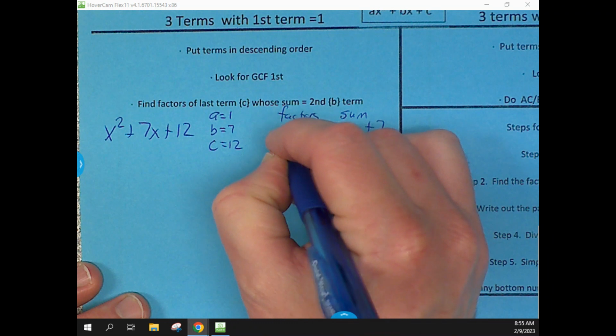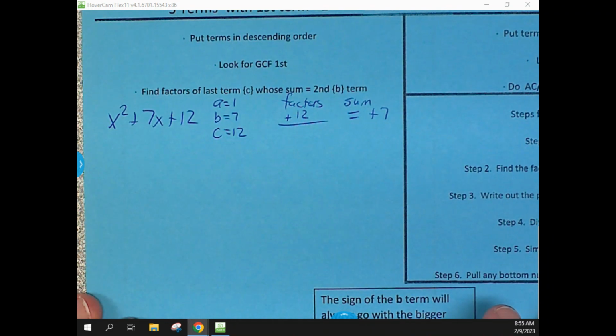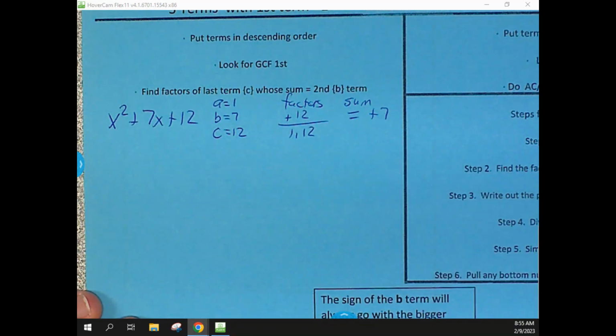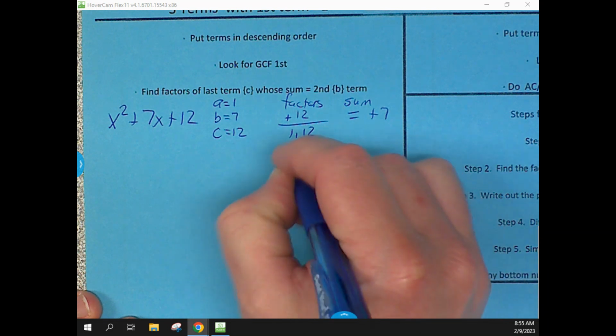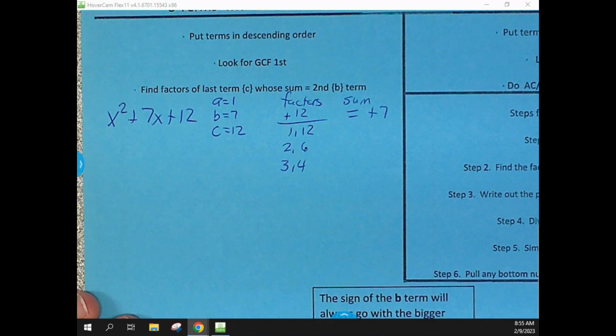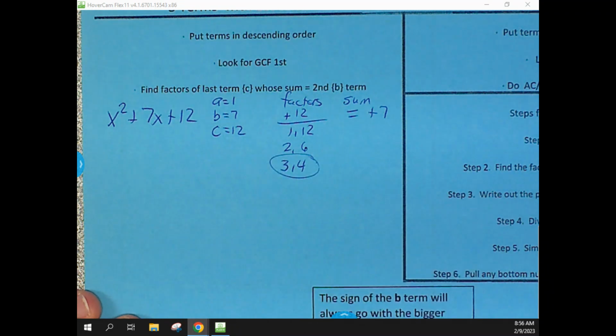Okay, and probably one good thing to do is to go ahead and put the sign. I know these are all positive, which makes it a little bit easier, and we'll look at some of the negatives in a minute. But if all the terms are positive, it makes it a lot easier. The factors of 12: we start with 1 and 12. We've got 2 and 6, or we've got 3 and 4. All right, and the only way to get 7 is 3 and 4, right?